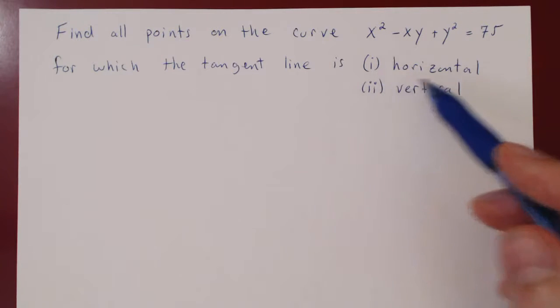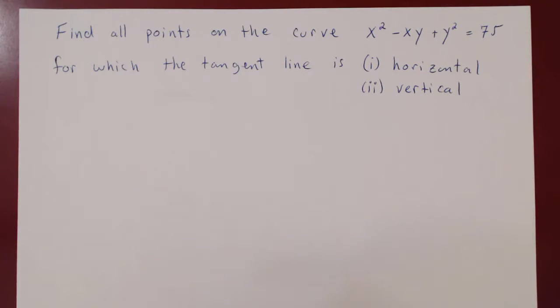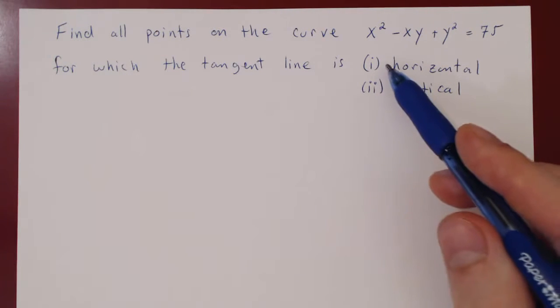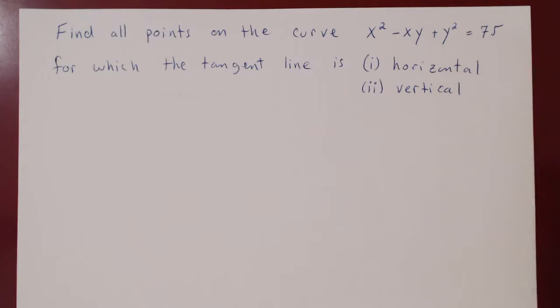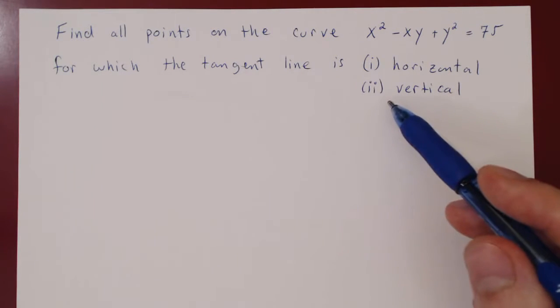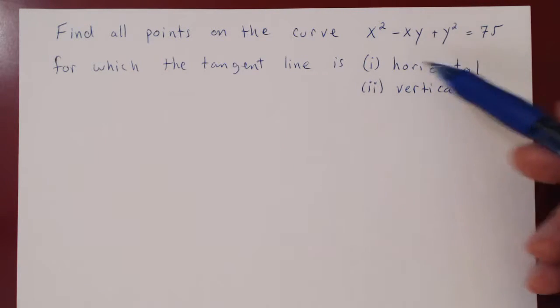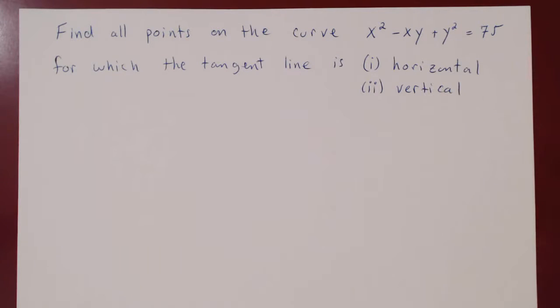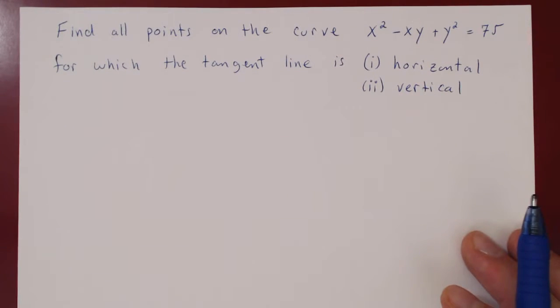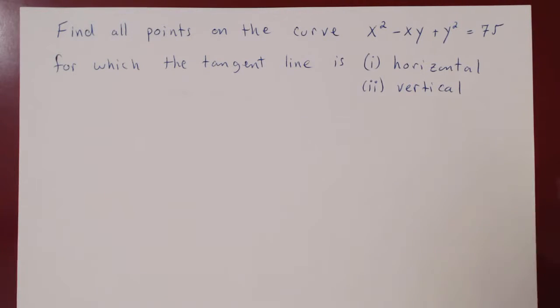Well, a horizontal tangent line has a slope of 0, hence we're looking for points in 1 where the derivative is equal to 0, and 2, well, a vertical line has infinite slope, and we'll see that when we find the derivative, it will be a fraction, and a division by 0 will give us an infinite slope. So all we need to do first is find the derivative.